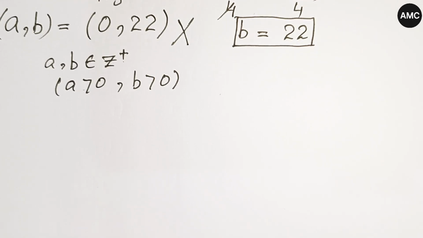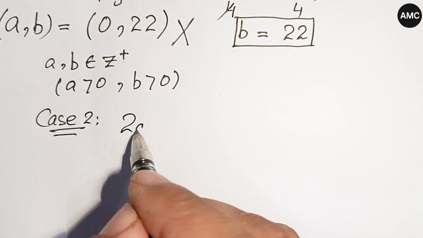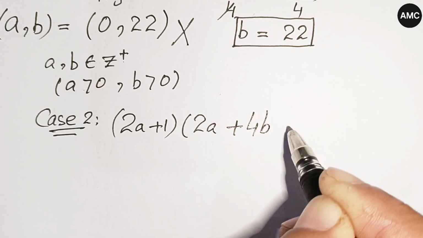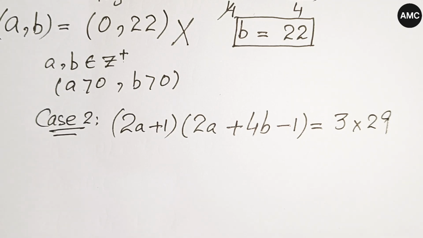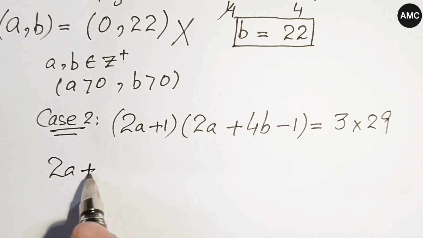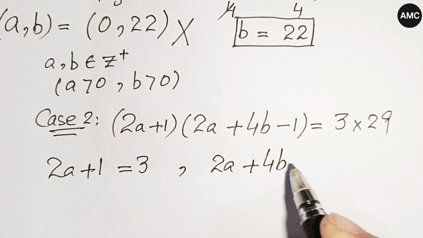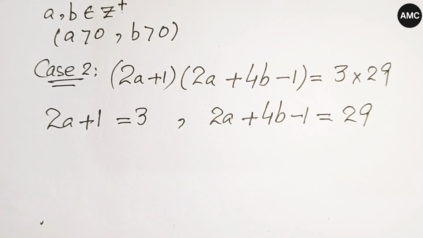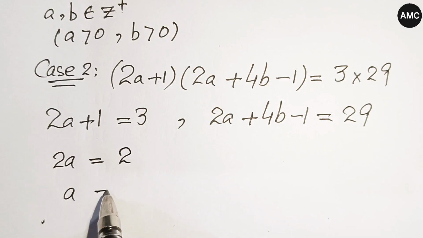So solving our case number 2 here, our case 2 is (2a + 1) times (2a + 4b - 1) is equal to 3 times 29. Now 2a + 1 is equal to 3. According to the system of equations, we have 2a + 4b - 1 is equal to 29. Here we have 2a is equal to 3 minus 1, we get 2, and the value of a will be 1.